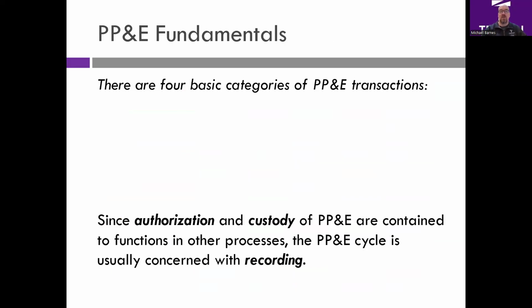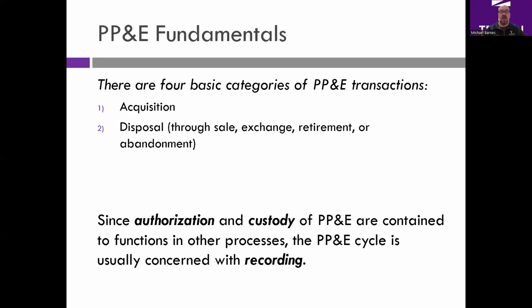So there are four basic categories of PP&E transactions. We talked about acquisitions, which are going to be our additions, and then categories of disposals, which are going to be sale, exchange, retirement, or abandonment. We also have depreciation, which we know is the usage of those assets over time, except for land, because land doesn't get depreciated. And then we also have to include leasing, because keep in mind that leasing is one of those critical attributes that we now have to keep on the balance sheet.